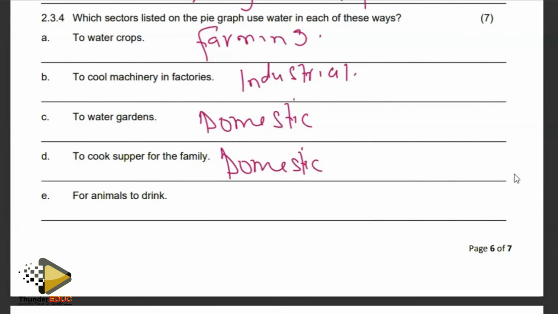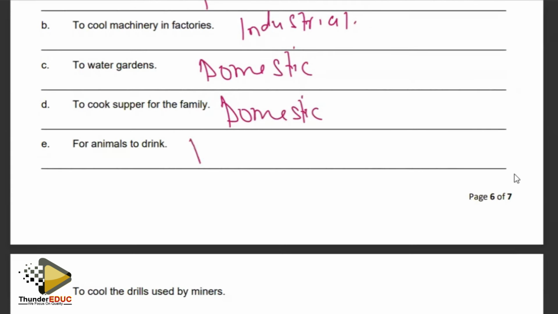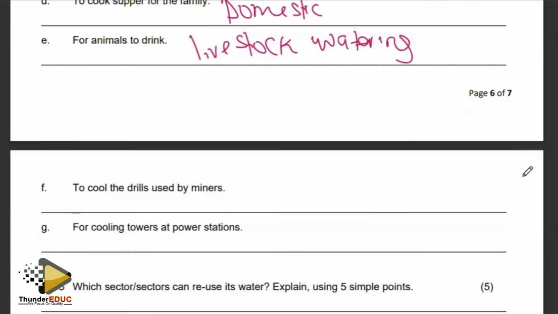For animals to drink, it's livestock watering. And then to cool machines, it's mining. And then for cooling towers at the power station, it's power generation.